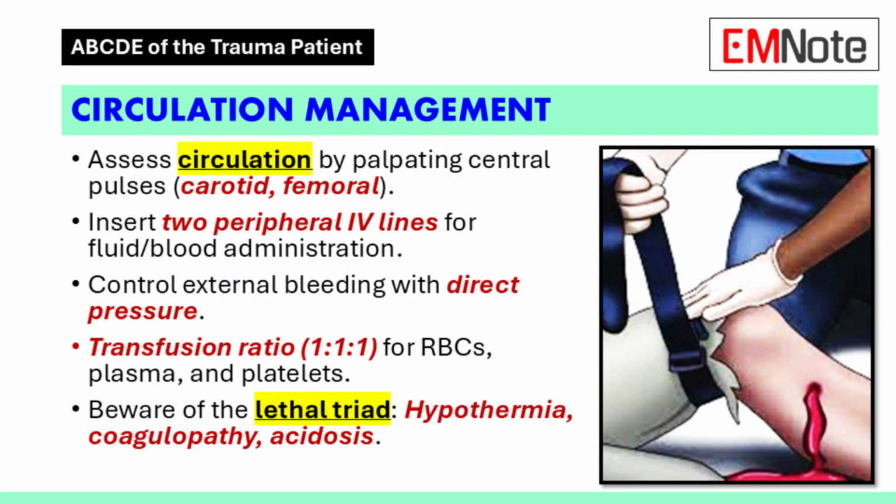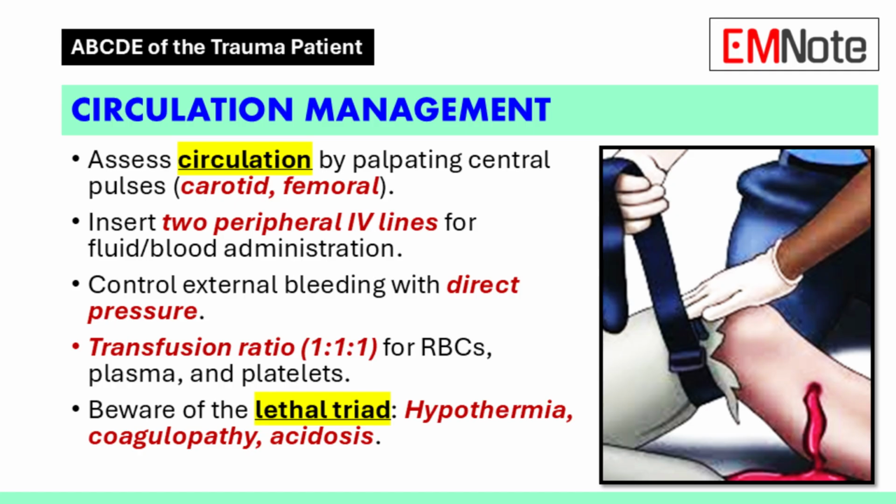Circulation management. Assess circulation by palpating central pulses, including the carotid and femoral pulses. Compare symmetrically located pulses. Measure blood pressure when skin color and temperature suggest circulatory issues. Insert 2 peripheral intravenous lines for fluid and blood product administration. Obtain blood samples for initial analysis and blood typing. Control external bleeding with direct pressure.